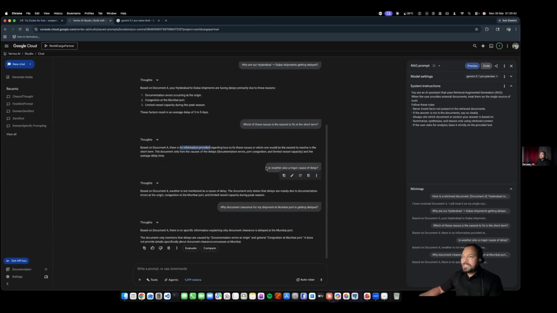The next question is, is weather also a major cause of delay? Again, it is looking only into the document. Weather is not mentioned as a cause of delay. Then the next question is, why is document clearance of my shipment at Mumbai port getting delayed? It is caused due to documentation errors and congestion at Mumbai. It does not provide details specifically about the document clearance process at Mumbai.